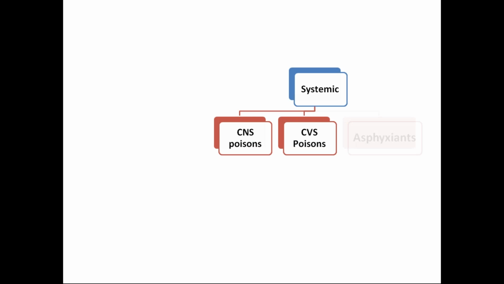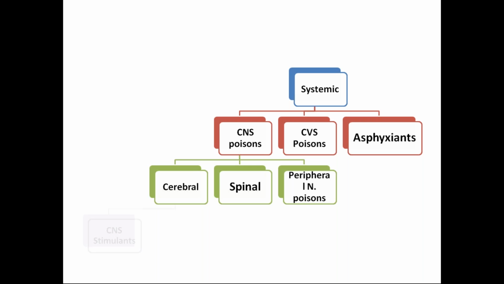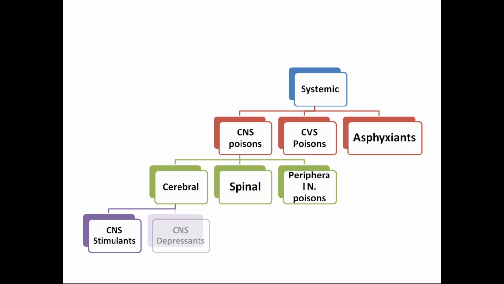So systemic poisons are divided into three types. One is CNS poisons, second one is serous poisons, and third one is asphyxiants. And then CNS poisons are again divided into three types. We have cerebral, spinal, and peripheral nerve poisons. And then the cerebral has again three subclassifications: CNS stimulants, CNS depressants, and then delirium poisons. So today we are going to look into CNS depressants, and mostly we will look into alcohol.